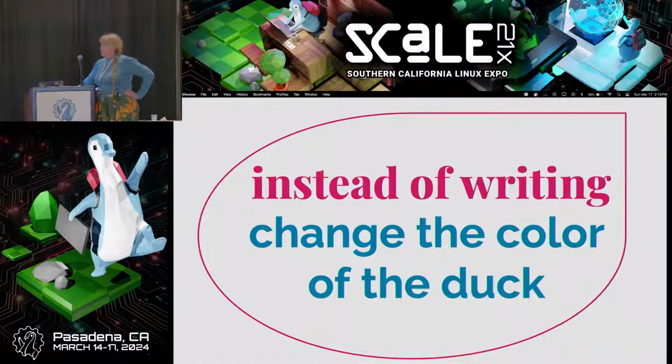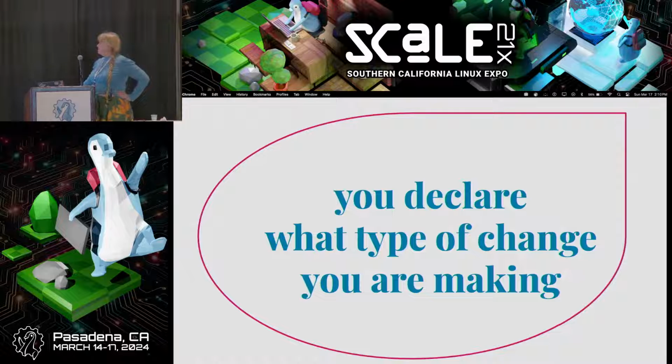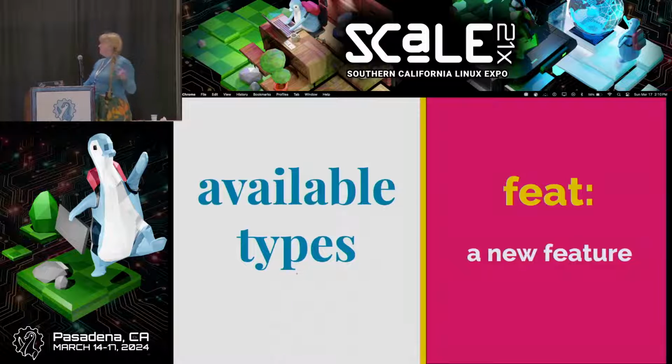Instead of writing "change the color of the duck," you would declare what type of change you're making. So there's a bunch of available types. There's feat, which is a new feature. You have to write, and I didn't put this slide, but you have to write the type, colon, and then your message after that. You can write in brackets before the colon some other more contextual words, but the basic structure is what you've done, what type of thing it is, and then your message, your general commit message, like change the color of the duck.